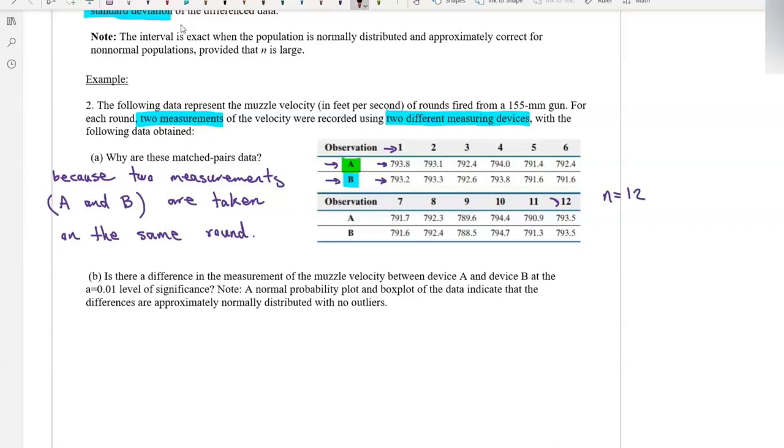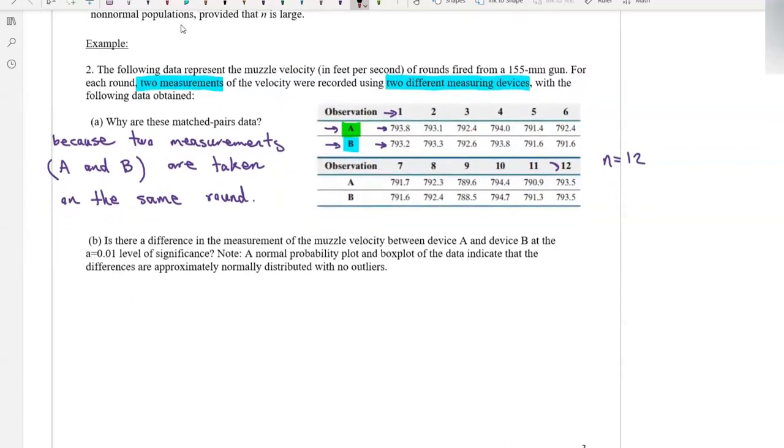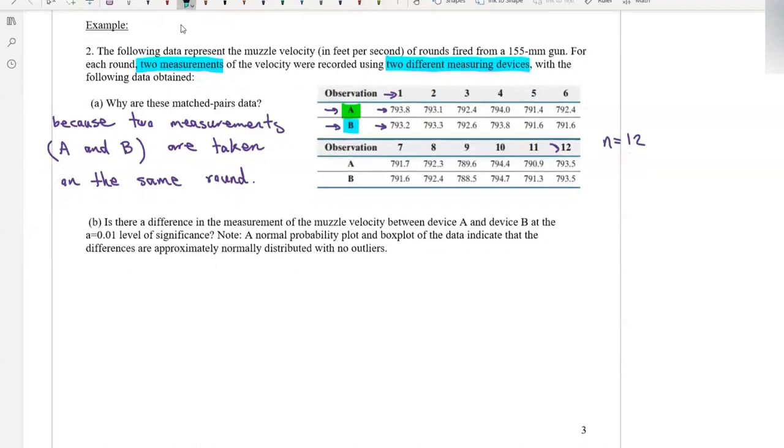Now part B, is there a difference in measurement between device A and device B? Here it didn't tell us if this is increasing or decreasing, so it's asking if we have any change. So is there any difference, meaning that our alternative is not equal to, so we're going to use a two-tailed test because of having this word here, difference. And alpha is 1%.